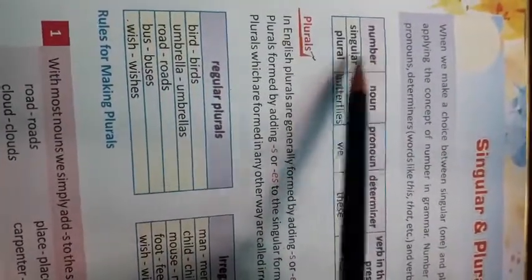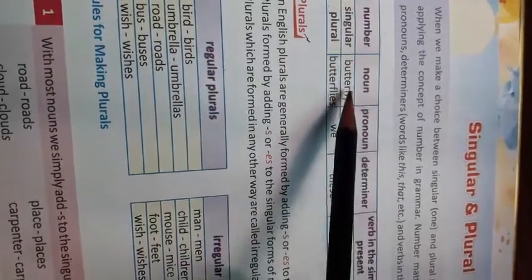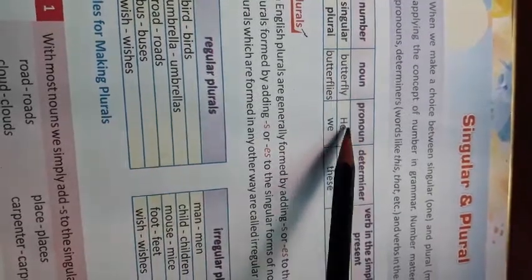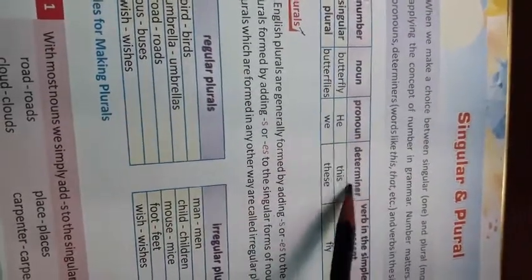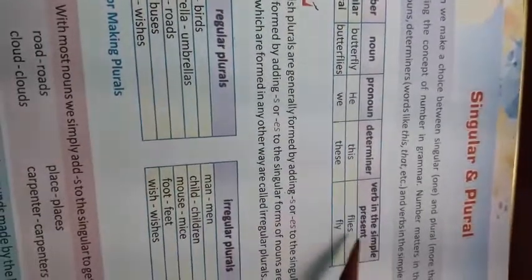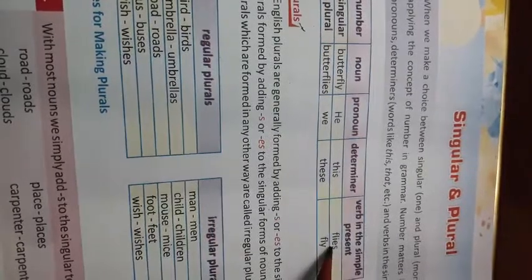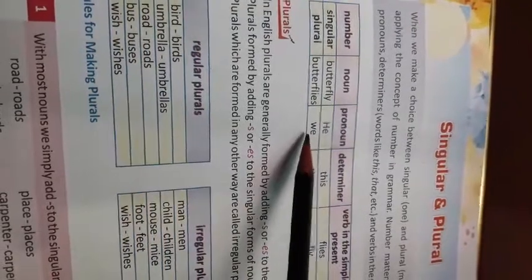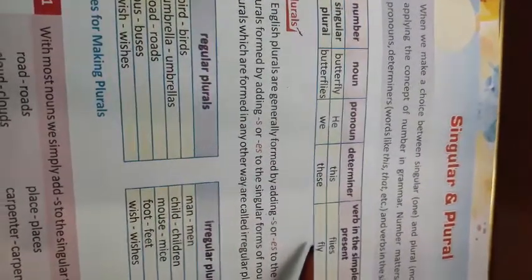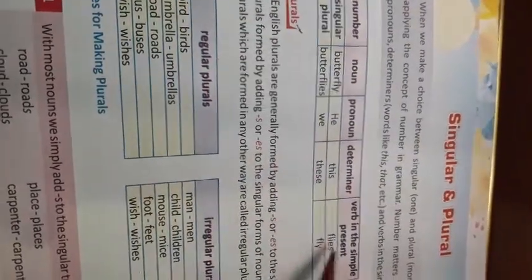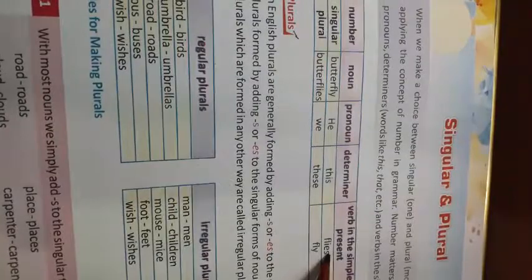So as you can see here also, these are number, singular and plural. Noun: butterfly, butterflies, plural of this. Pronoun: he, we. Determiners: this, these. Verb in the simple present: you can see the verb here, fly, flies. Because this change depends upon the subject. If your subject is plural, then your verb is singular, and if your subject is singular, your verb is plural. You can see the difference here.